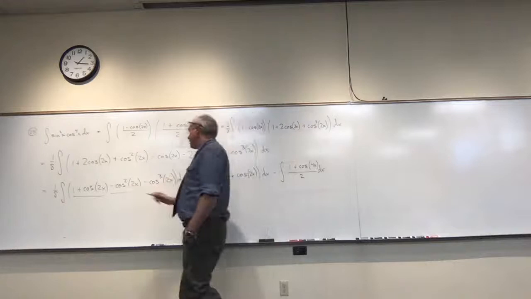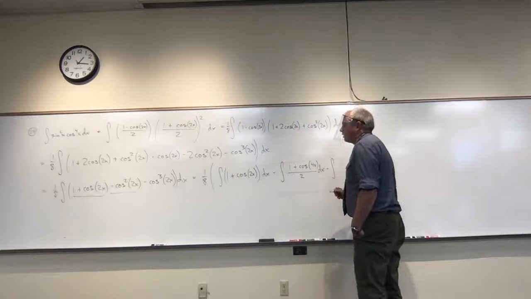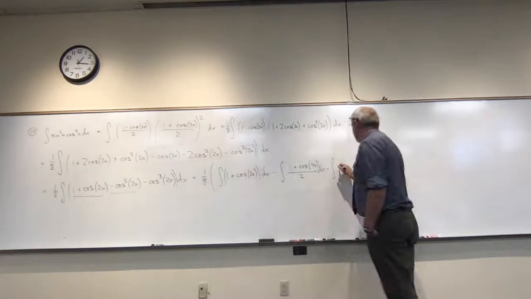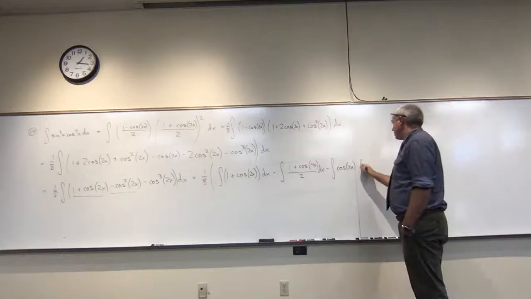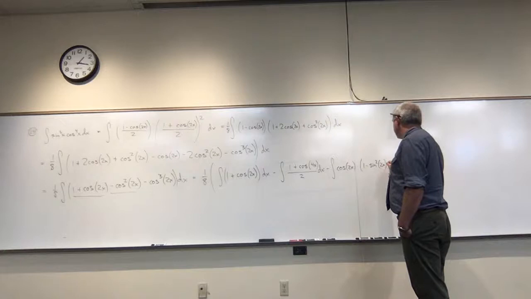And then finally, we have minus the integral. This is a cube, so I'm going to break off one of the cosines. I'll write this as cosine 2x times cosine squared of 2x, which can be written as 1 minus sine squared of 2x dx.